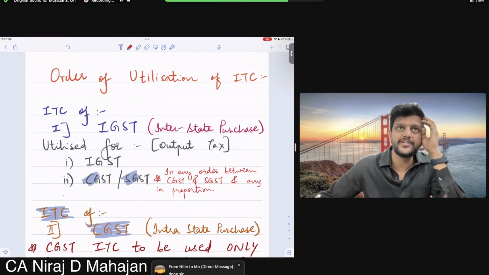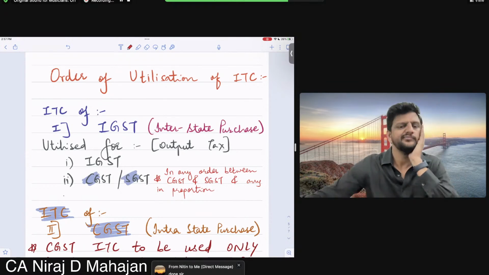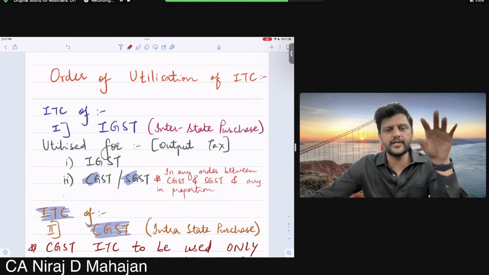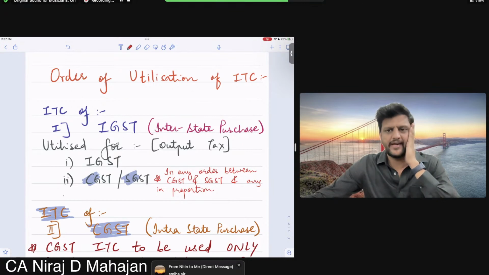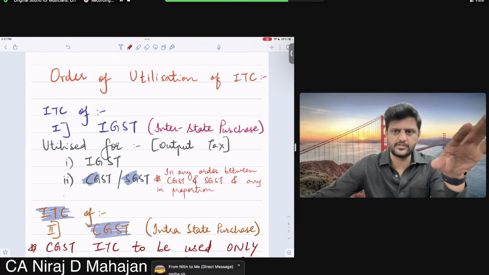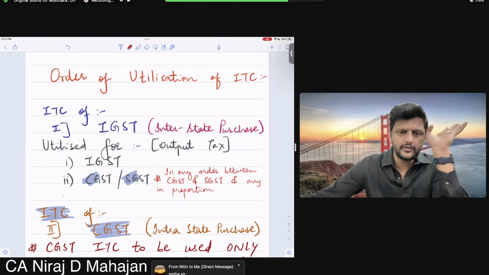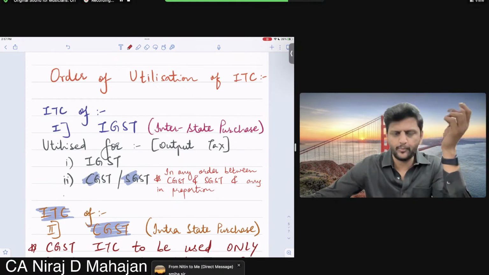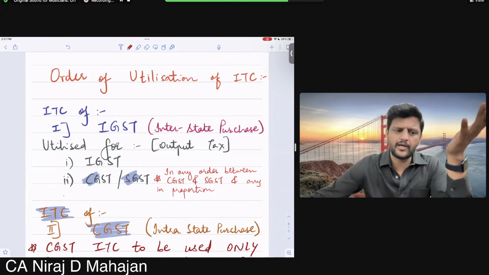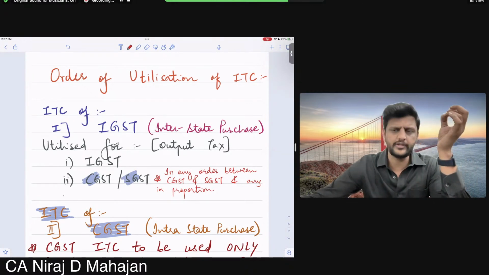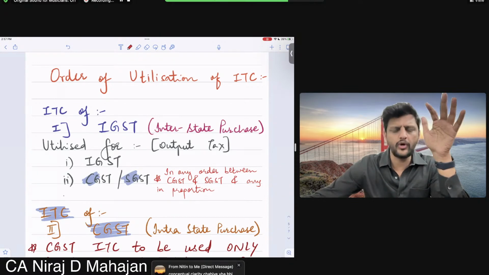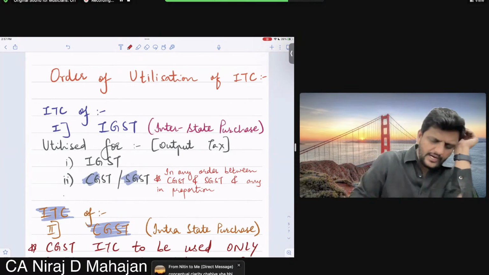That's why revision is very important, this is very basic. So whenever in doubt, where can I utilize first? Always look at this table. ITC of IGST can be used for output of IGST first, but after that in any order and in any sequence or any proportion also. Indrajit here suggested, sir, take half. Also allowed, Indrajit. I will not waste time in that, but okay, you can do half also. Did you understand?